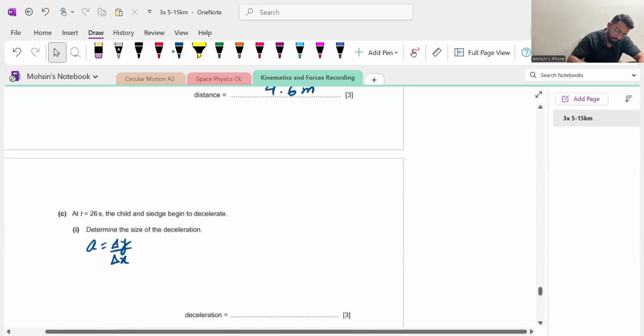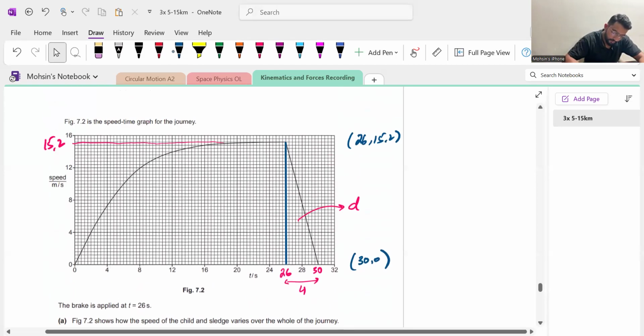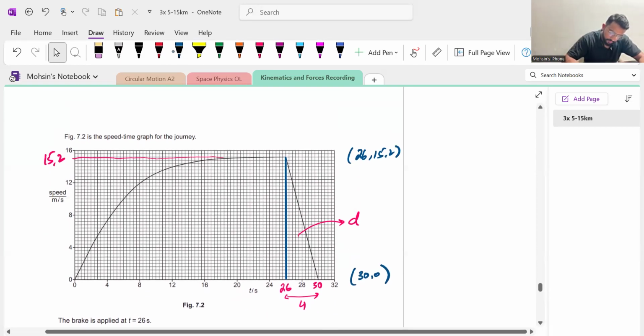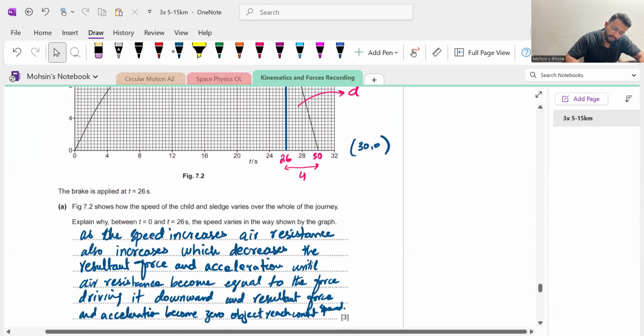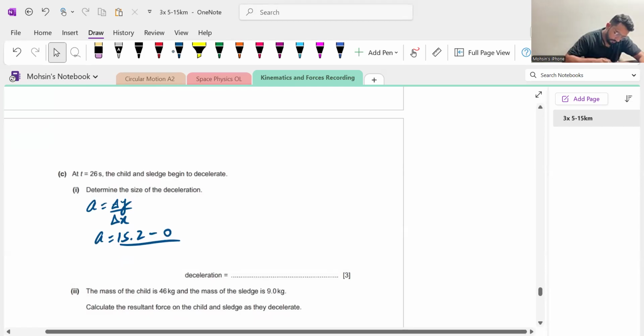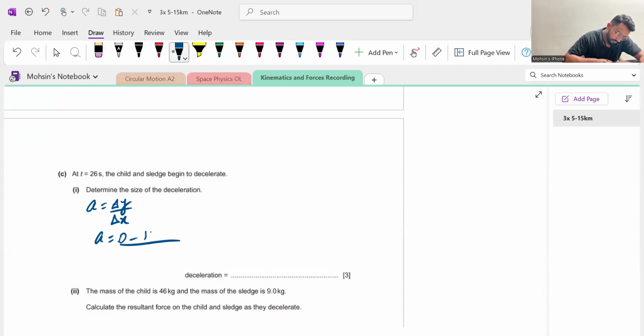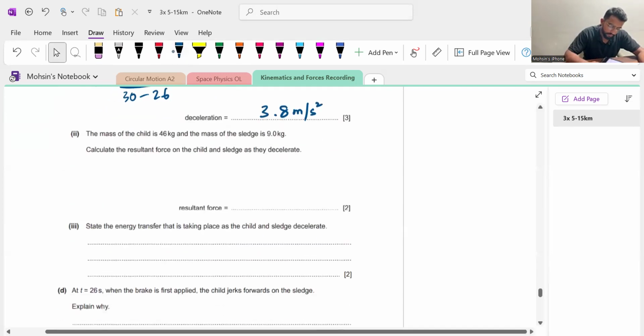So 0 minus 15.2 over 30 minus 26. So 15.2 divided by 4, I'm getting 3.8. So minus 3.8, obviously it is deceleration, so it will be negative. And the unit of deceleration is meter per second squared.